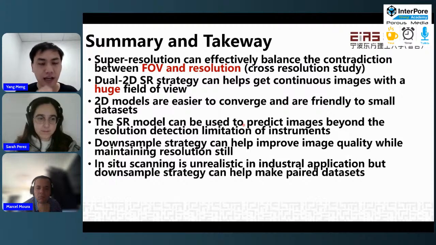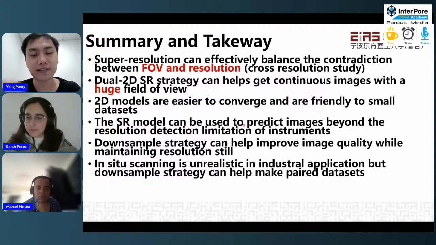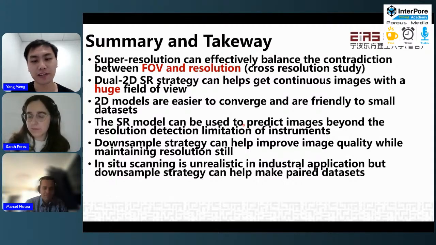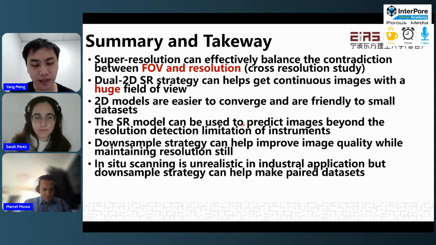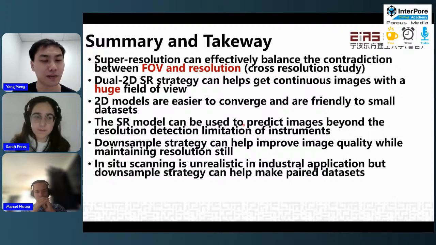Okay. And the last one is realistic application tips. Actually, in the real world application, we cannot scan the digital rock twice and train the model and predict. We usually scan only once. How can we use the supervised model, which means we need low resolution and high resolution pairs? We can just use a downsample strategy.